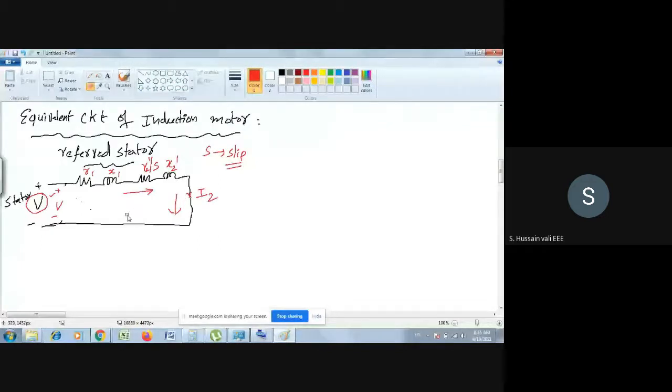So then how can I write I2 here from this circuit diagram? I will tell one more thing, that R1 is the stator resistance, X1 is the stator reactance, R2 dash by S is the rotor resistance referred to stator. Okay, X2 dash is the rotor reactance referred to stator. So we have already converted from the rotor side to the stator side. Okay, so S is the slip here.